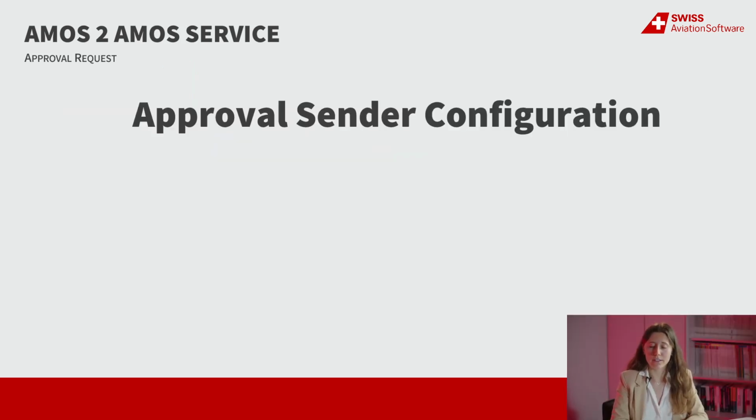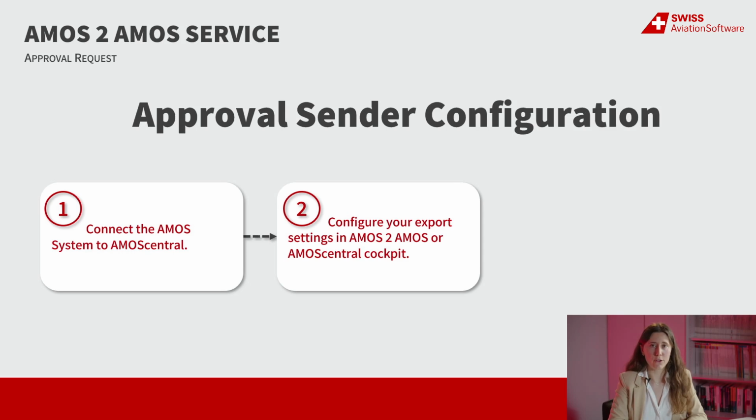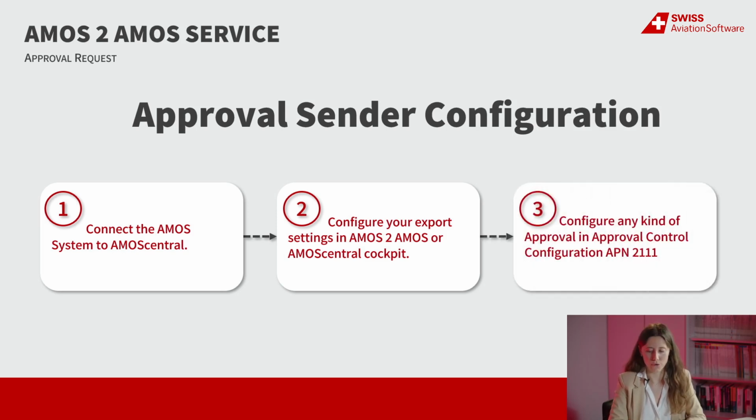To have this service, you need to configure the sender first. First you need to connect your AMOS system to AMOS Central. Then you need to configure your export settings either in AMOS to AMOS service, AMOS to AMOS APN if you have 24/6 or more, or through AMOS Central Cockpit APN. Then once this is configured, you need to configure any kind of approval in approval control configuration. It can be for a work order, it can be for any event, anything inside AMOS that requires an approval from an external AMOS user.